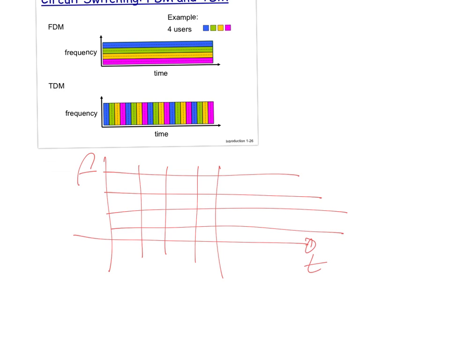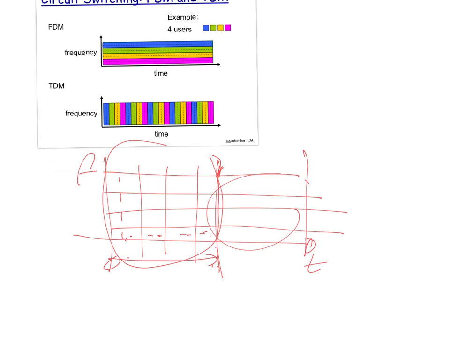So you have frequency ranges and you have time slots. Okay? In which case, if your frame ends here, how many users can you support in this frame? You have 4 time slots and 4 frequency ranges. So it's 4 by 4, which means 16 users. Okay, and then in another frame you can support 16 users and so on.